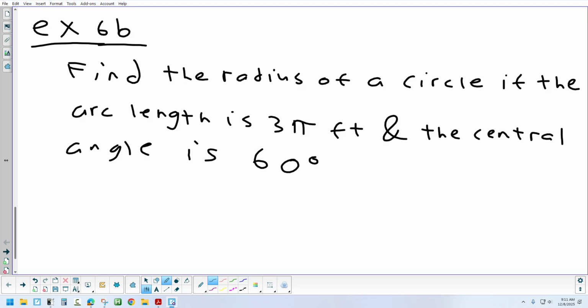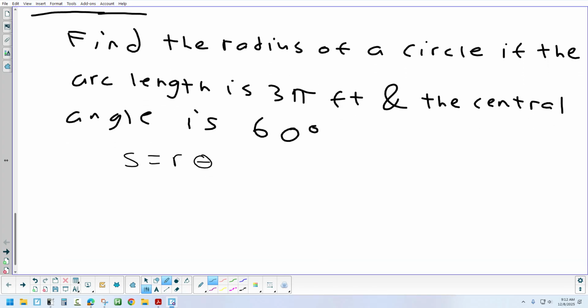Evan, what's the first thing I'm going to need to figure this out? Formula. Yep. And what's my formula that connects radius, central angle, and arc length? Well, you just want me to fill the numbers in? You don't even have to fill them in yet. Just S equals R times theta. Yep. S equals R times theta. Now, can you tell me which numbers are going to go where?